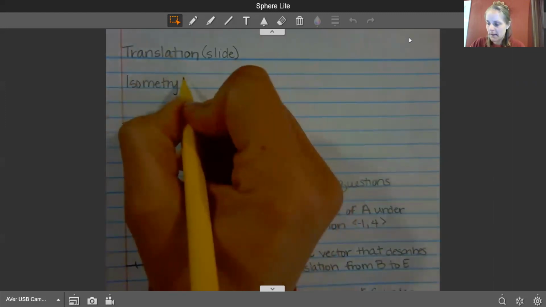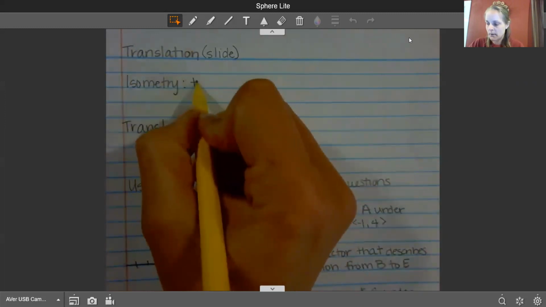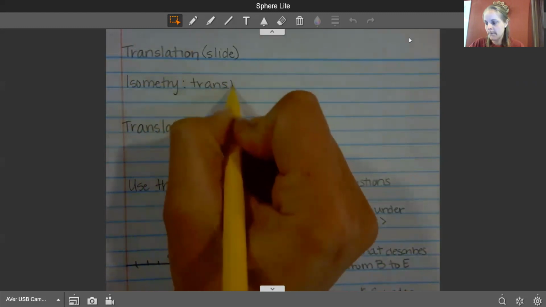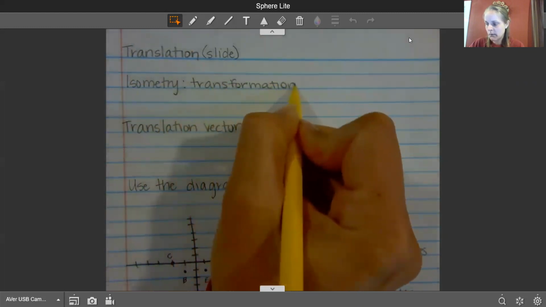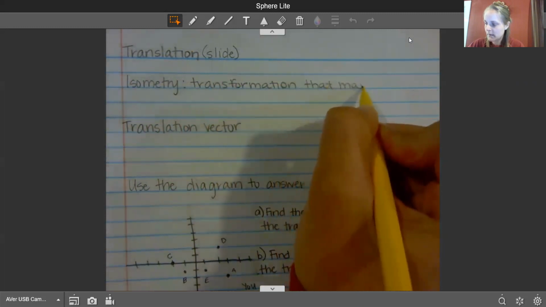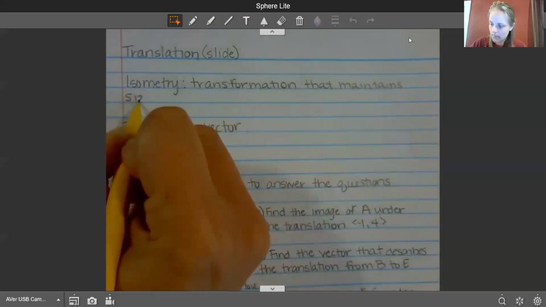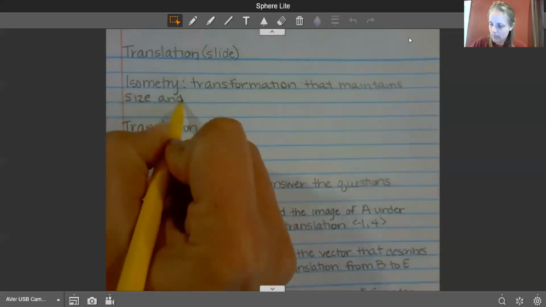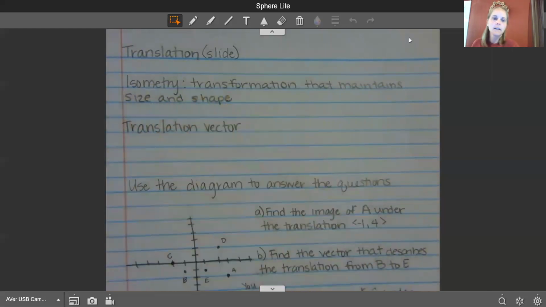So first thing we need to talk about is an isometry. An isometry is a transformation, so any transformation, like a translation, a rotation, a reflection, that maintains size and shape. Okay, so translations are going to be isometries because they're only sliding a figure, they're not changing it.